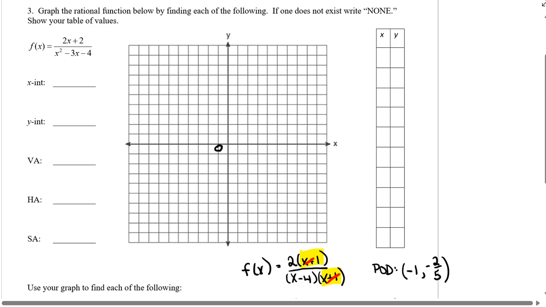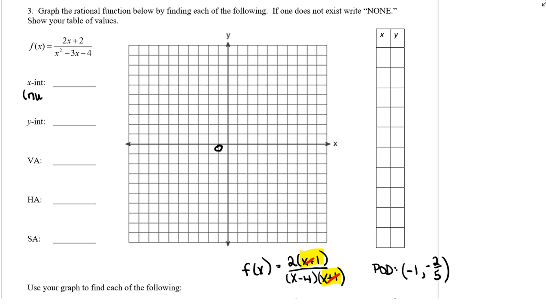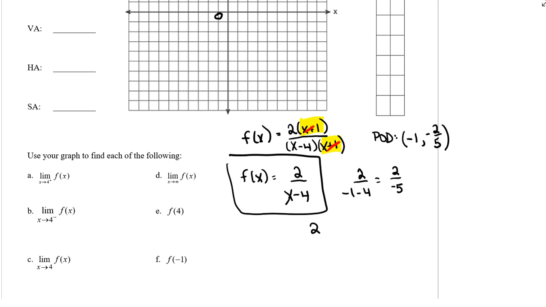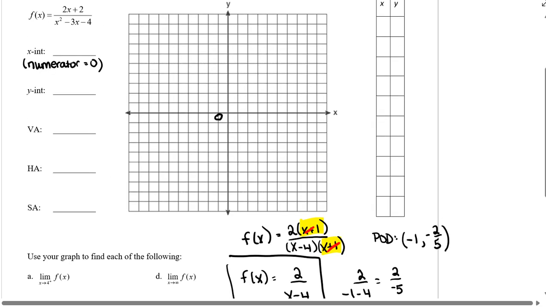Okay, x-intercept. Just in case you have forgotten, we are going to find the x-intercept by setting the numerator equal to 0. And I'm going to perform all these on my simplified function, so on my f of x equals 2 over x minus 4. So when I set the numerator equal to 0, 2 equals 0, that can't happen. That tells me that there is no x-intercept.